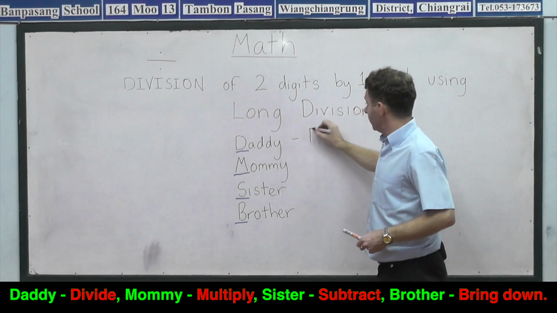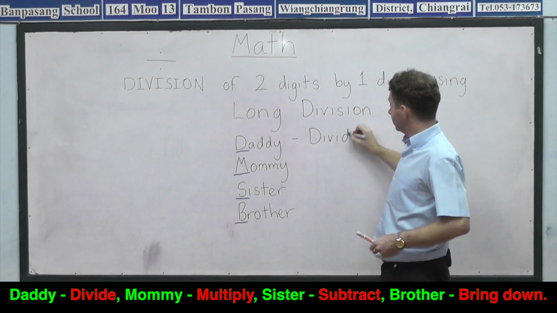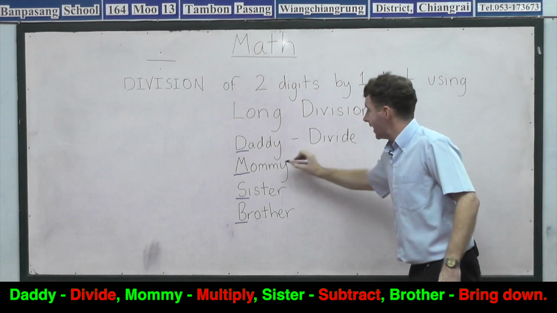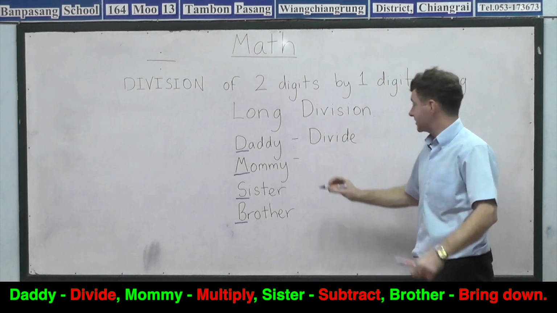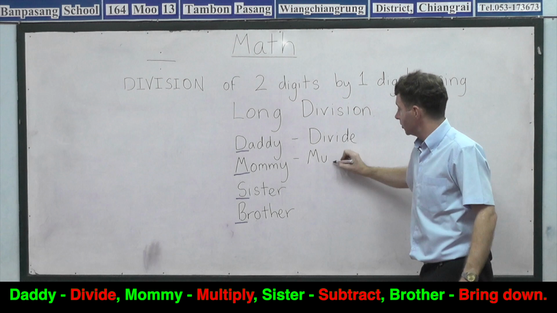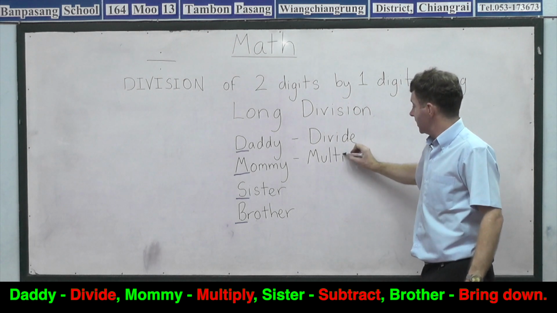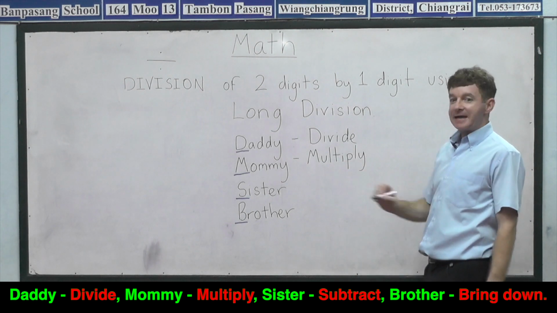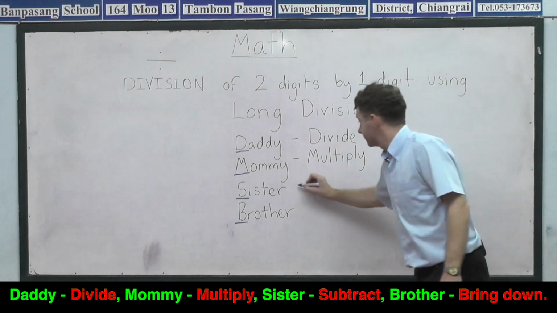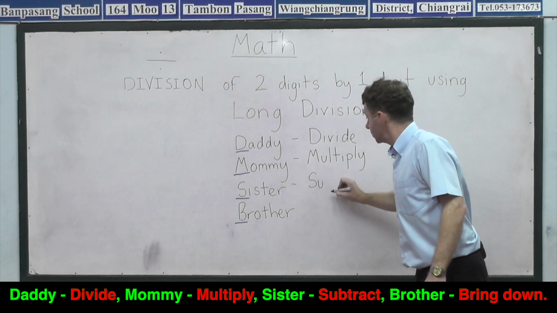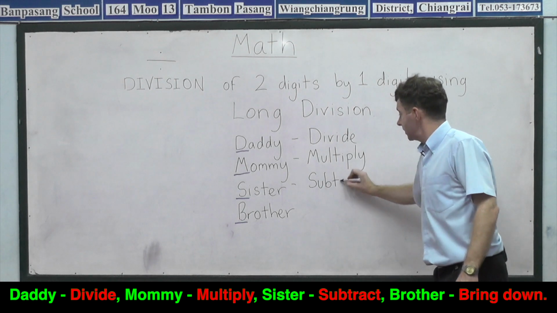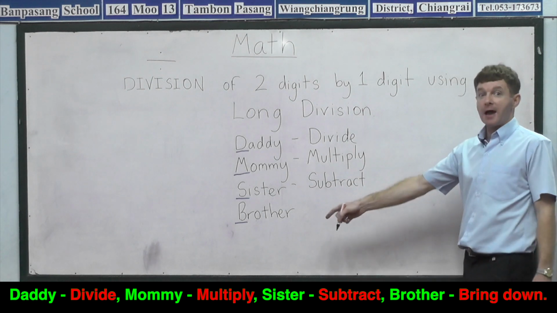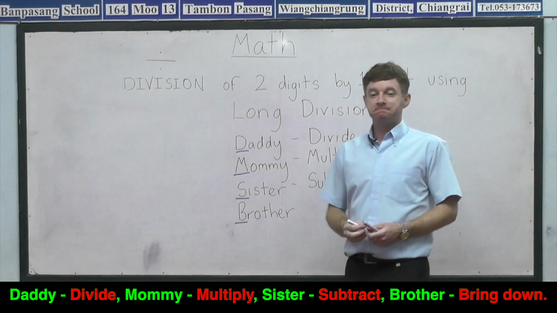Division. First step, divide. Yes. Then step 2, M, multiply. Excellent. M-U-L-T-I-P-L-Y. S, subtract. S-U-B-T-R-A-C-T. And then the final step, step number 4, B. Any ideas?